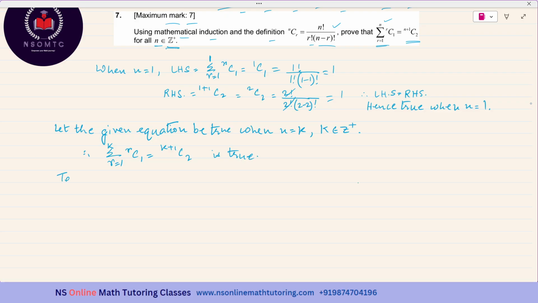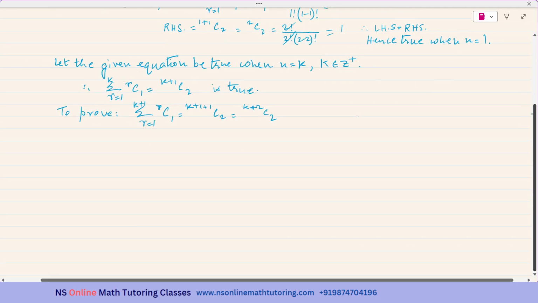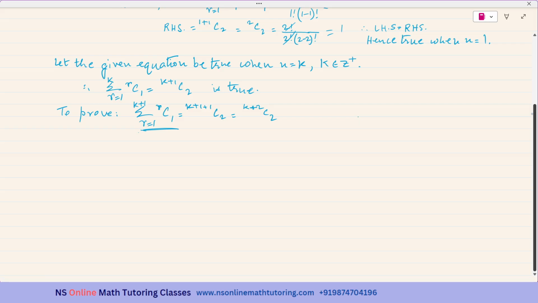To prove, r equal to 1 to k plus 1 when n equal to k plus 1, rC1 equal to k plus 1 C2 or k plus 2 C2. This is what we have to prove. So, we always start from the left hand side of what has to be proved.